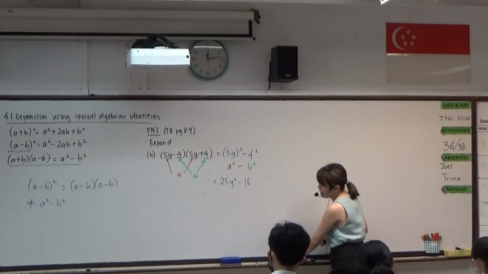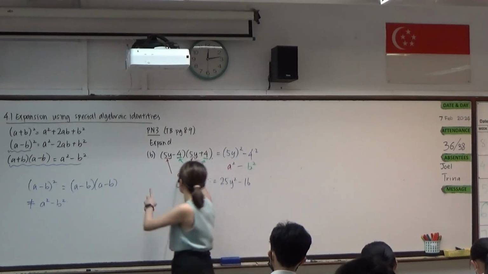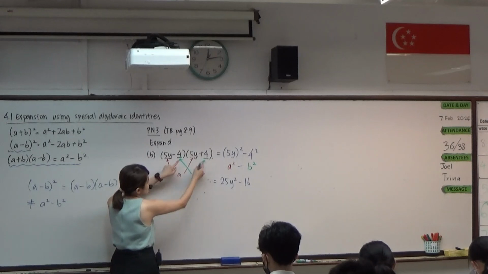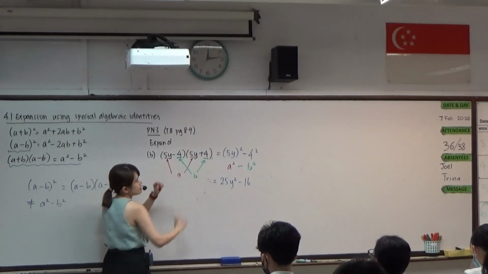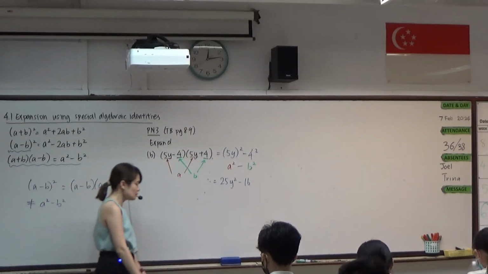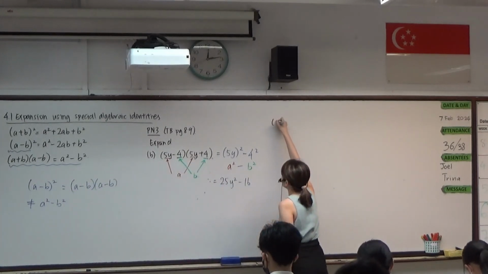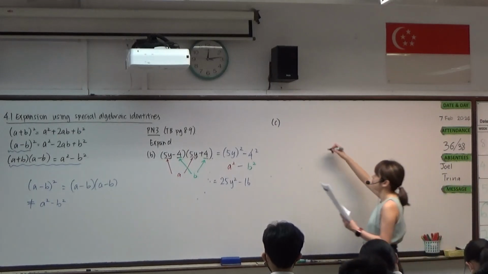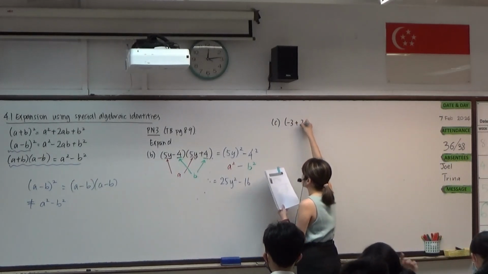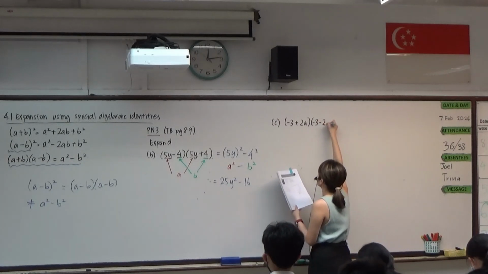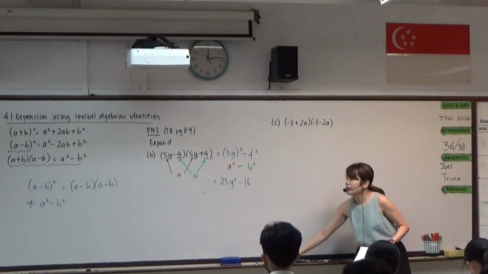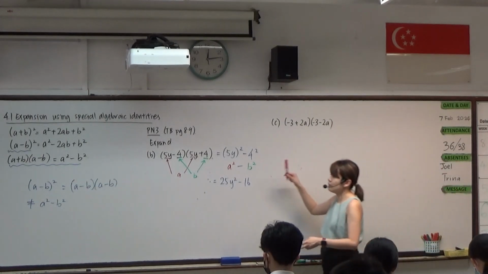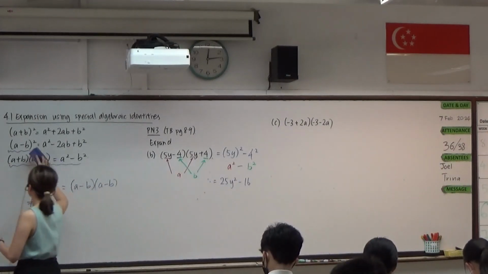Right, so our A must be the same value on the left side of our brackets, and our B is also the same number on the right side within each bracket. Which brings us to part C, whereby we have negative 3 plus 2a and negative 3 minus 2a. So in this particular case, what is the A and what is the B with reference to our formula over here?